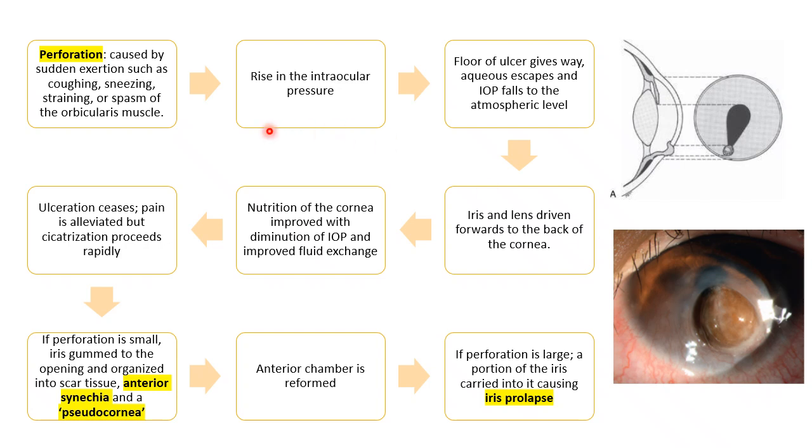What happens in perforation? Now, perforation is usually caused by a force such as coughing, sneezing, straining. So, ask about history of such an episode from your patient. These maneuvers like coughing, sneezing, they cause a rise in intraocular pressure. With further rise in the intraocular pressure, the corneal tissue, which is already weakened by the infection, gives way. The floor of the ulcer gives way and the aqueous escapes out suddenly.